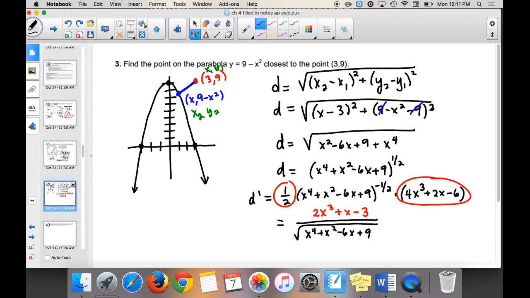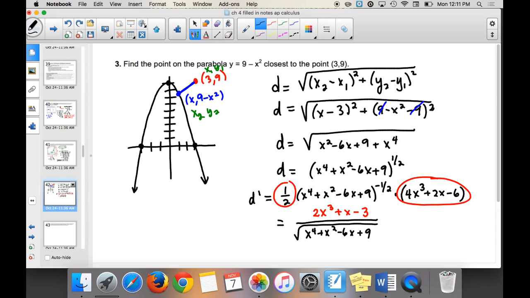I took half of the part that was circled, half of the 4x cubed plus 2x minus 6, because the 2 goes on the denominator and reduces out. So the denominator actually never is equal to 0. You can try it. It's not equal to 0. So we're not going to worry about that.